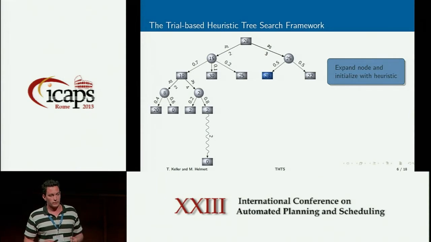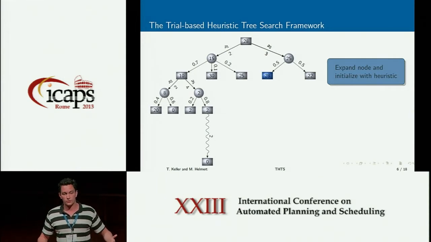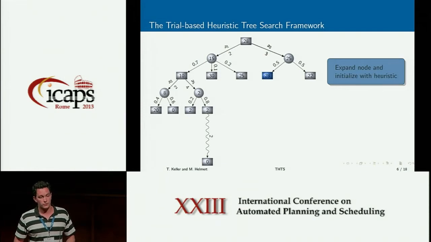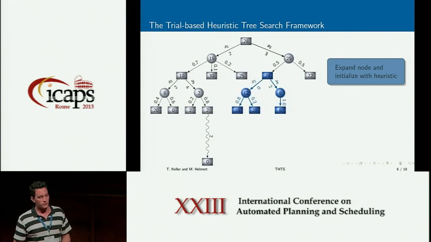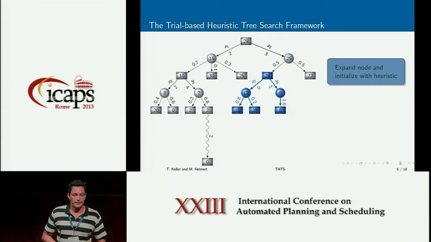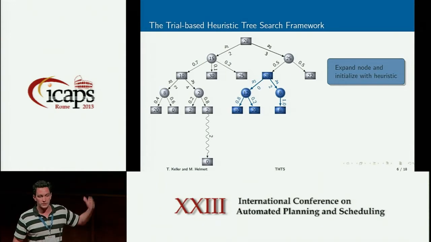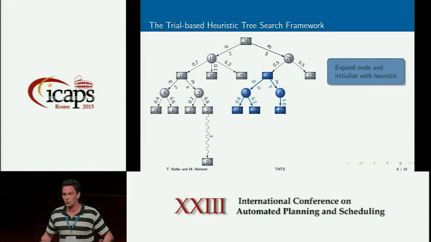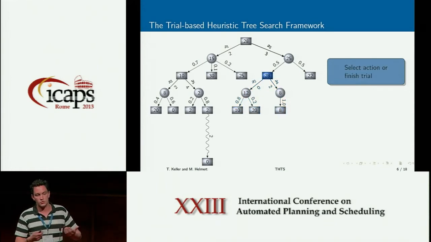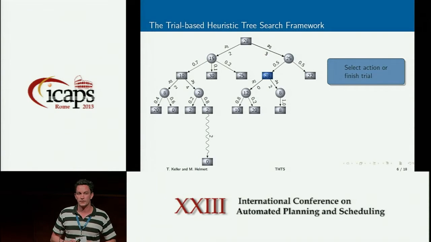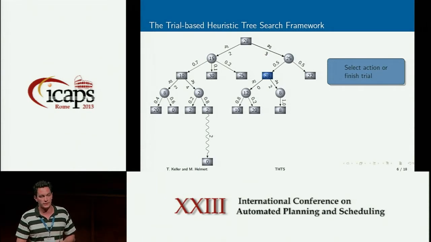And now we are in a node which does not have any successors, so it is necessary to add new nodes to the explicit tree by expanding the node and initializing the successors with a heuristic estimate. So something like this might happen. And what is happening now is that we are more or less in the same situation as we were in the beginning in the root node. We are currently in a decision node. We have successor nodes which all contain estimates, so we can simply switch back to the action selection, or we can choose to say, well, we found enough information, we finish the trial and start to propagate.